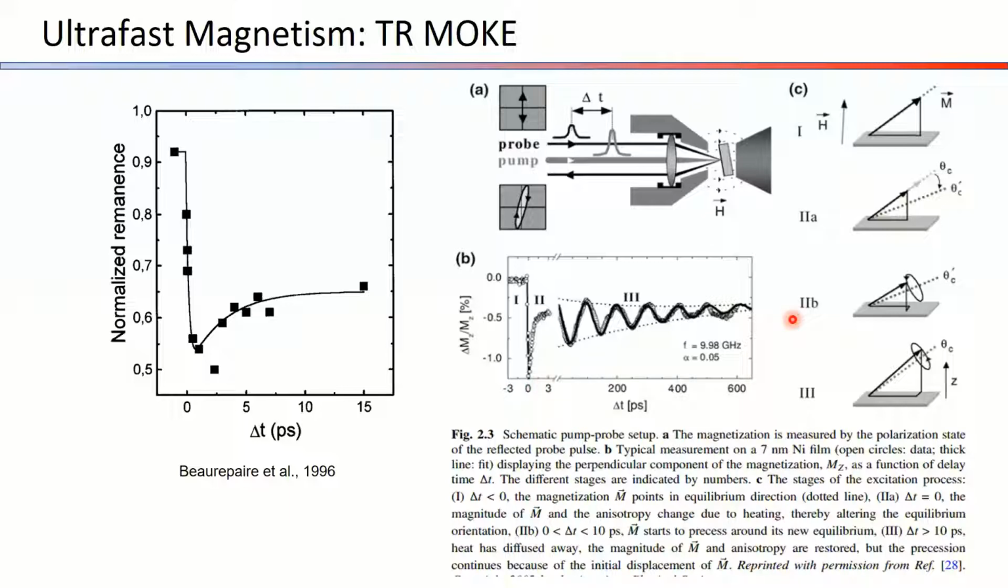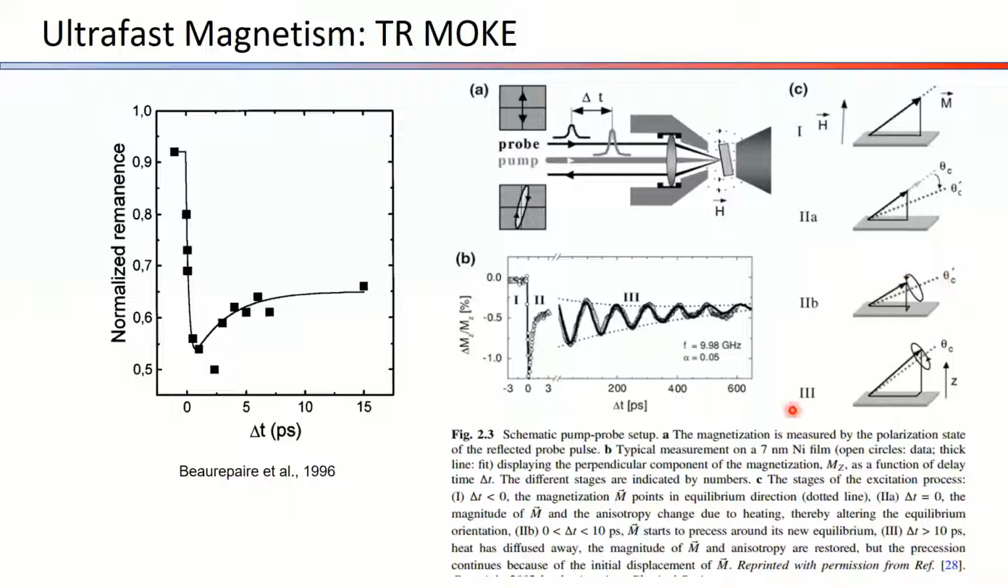Then in this stage, it shows that due to the heating, anisotropy is changed. So they try to rotate to a new equilibrium here, to theta c prime.